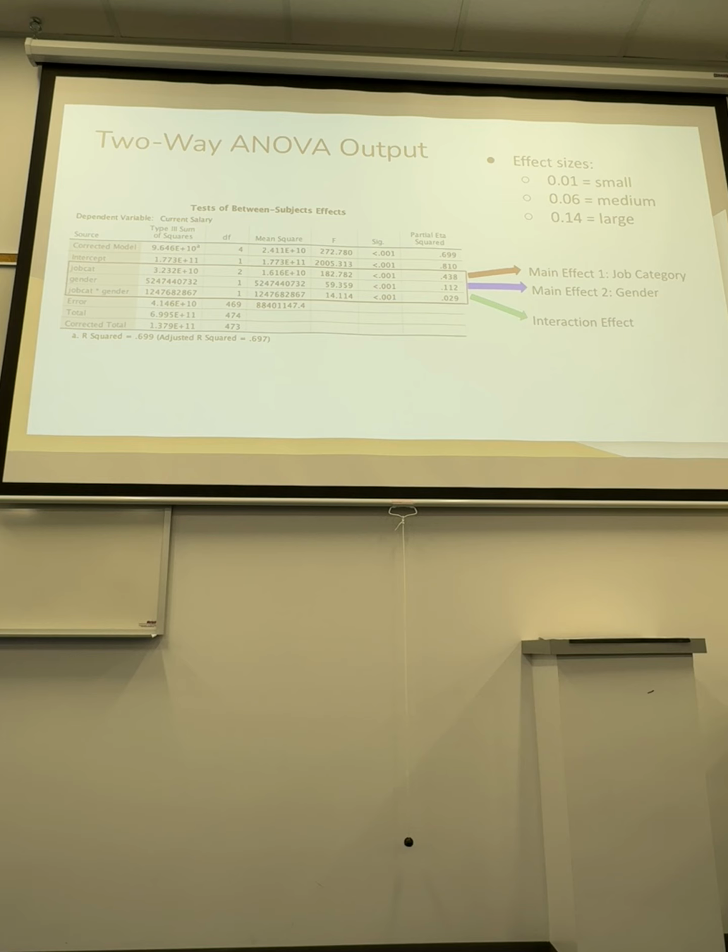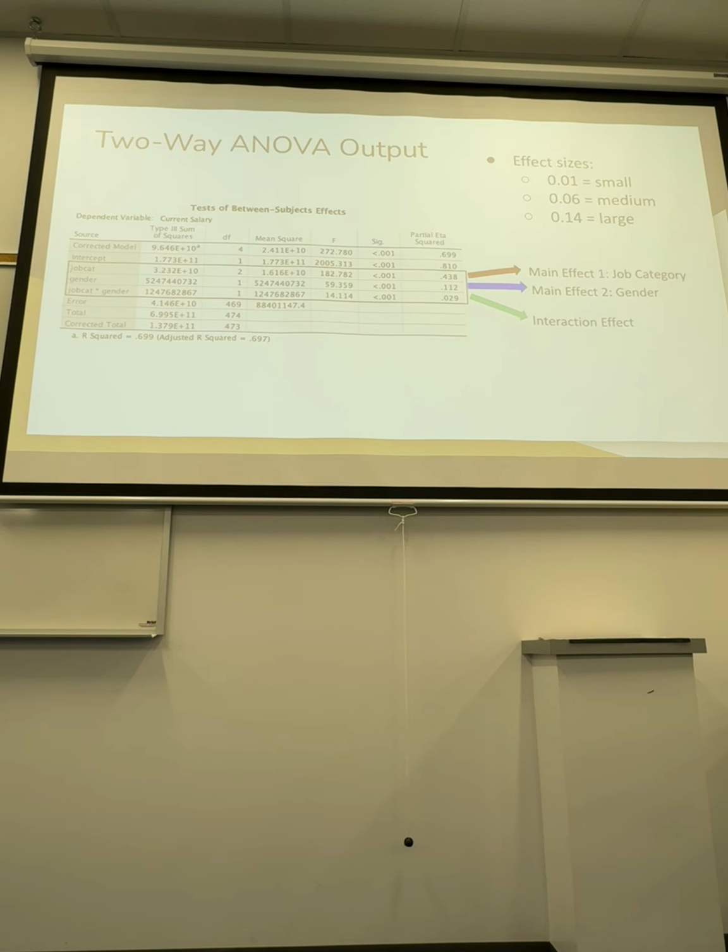When you come down here, you don't need your corrected model, you don't need your intercept, your error, your total, or your corrected total. Your three of interest are in the middle. You have your job category, your gender, and then the asterisk one, which is this third one here, is the interaction. For those of you not familiar, when you're coding or using statistical software, your asterisk doubles as an X or a multiplication symbol. So when you see that, it's safe for you to say, okay, the interaction between gender and job category. So there are three things that you will be interpreting for your two-way ANOVA, okay?